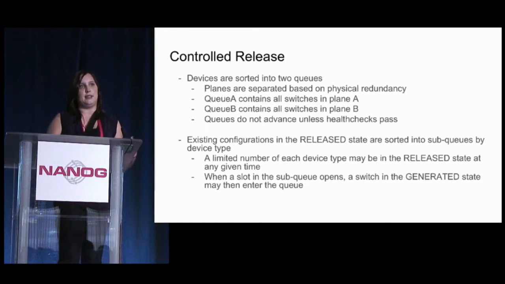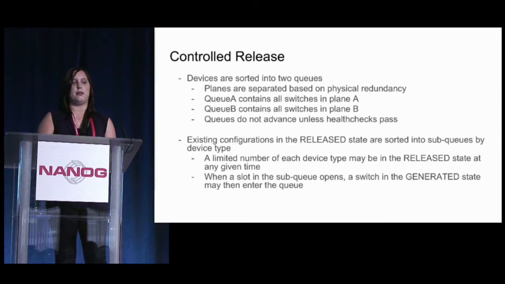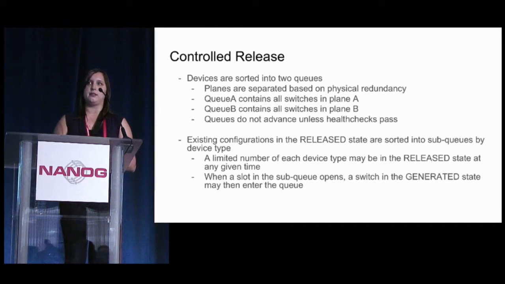So we get our generated devices into our queues ready to be released, but we also need to track our devices that are currently in the release state. So what we do is we sort those released configs into subqueues by device type, and we limit the number of new configurations that can be out at a given time in that release state. So when a slot in the subqueue opens, a switch in the generated state will then advance to the release state, but not before that happens. Additionally, queue A and queue B are mutually exclusive. So we cannot have devices that are in both queues in the same subqueue at the same time. We want to make sure that plane A succeeded before plane B switches get processed.